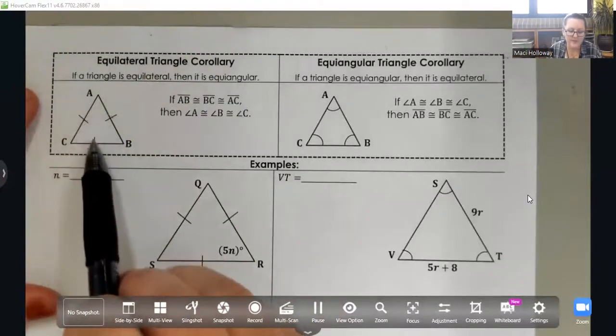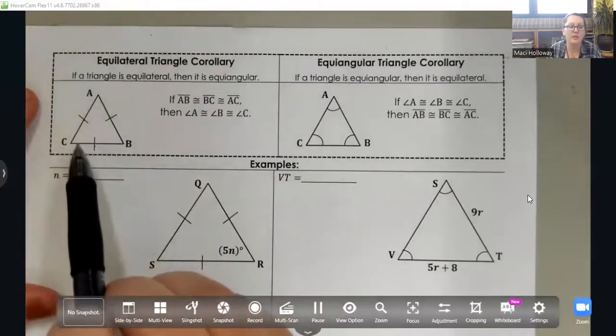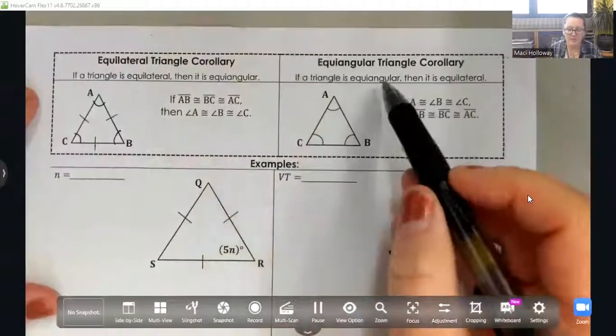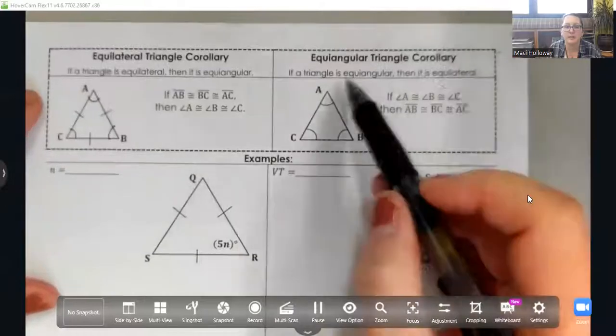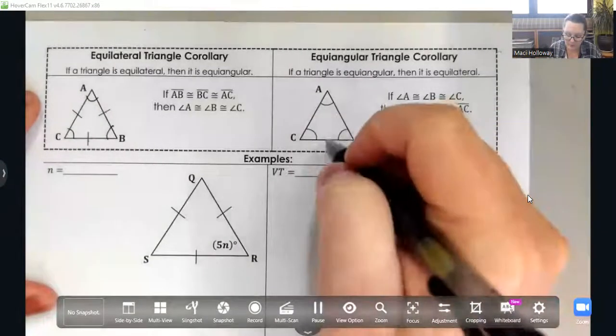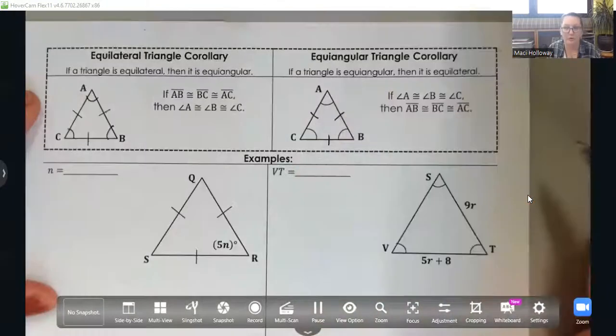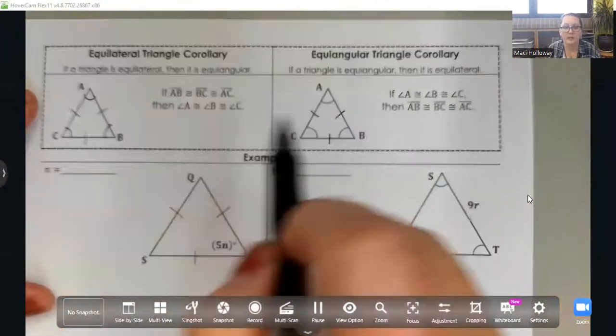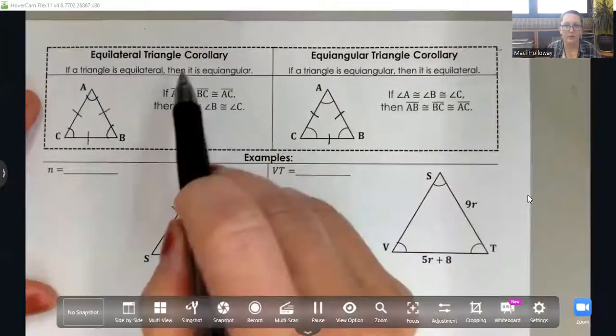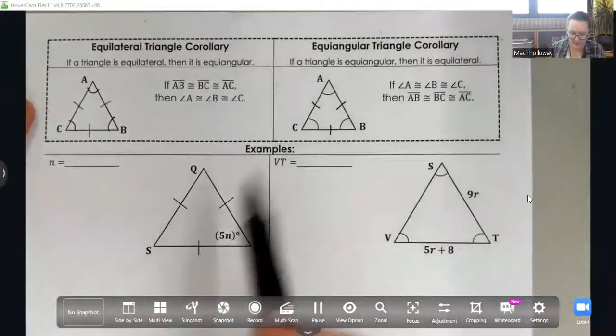So if all the sides of a triangle are congruent, then all of its angles are also congruent. The same is true if it's equiangular. If all of your angles in a triangle are congruent, then all of your sides are congruent. So either way you say it, equilateral is equiangular, and equiangular are equilateral triangles. All right.